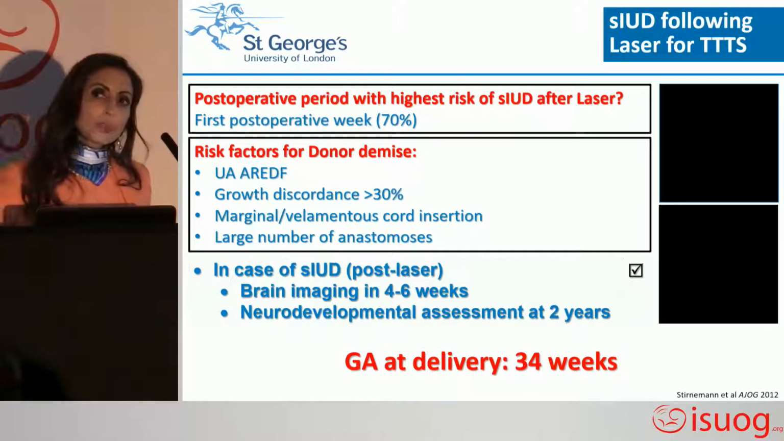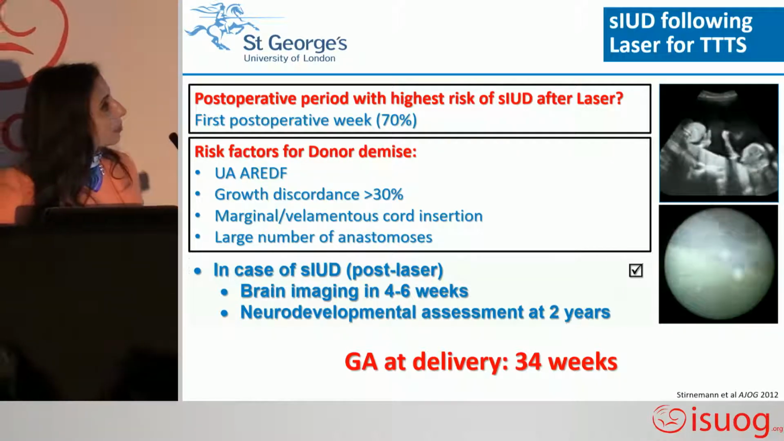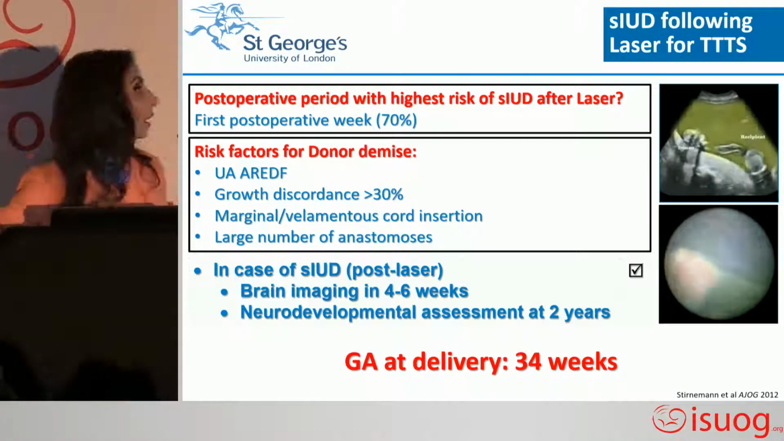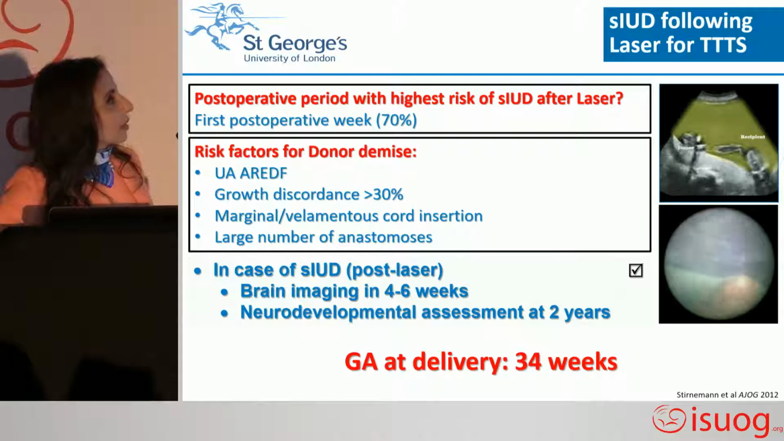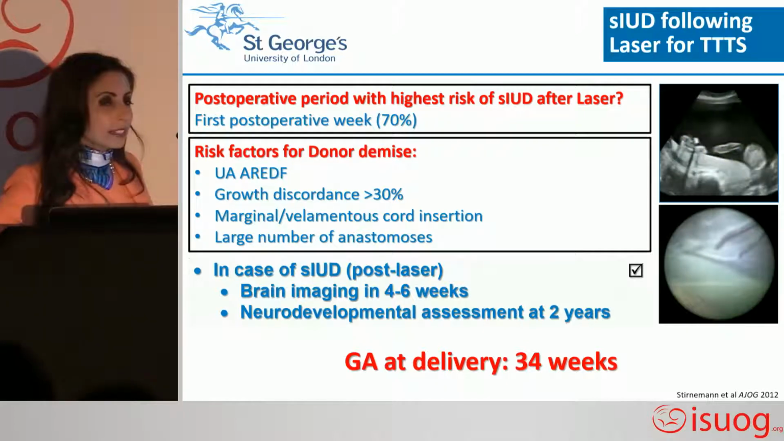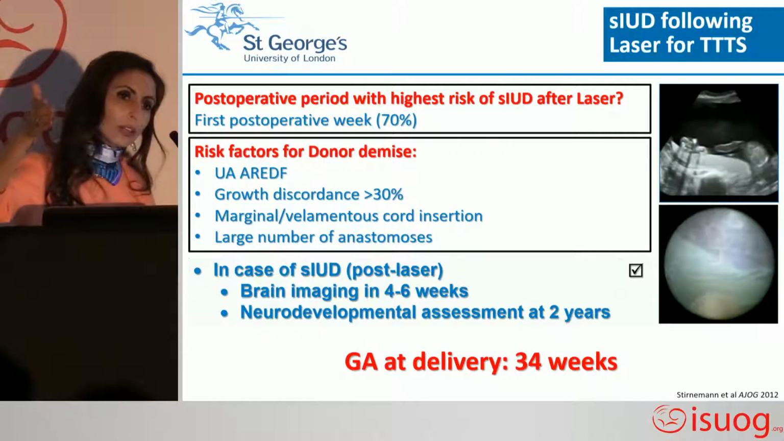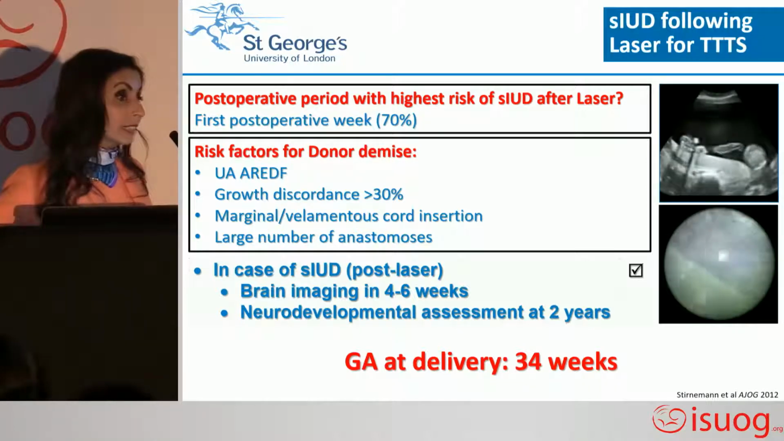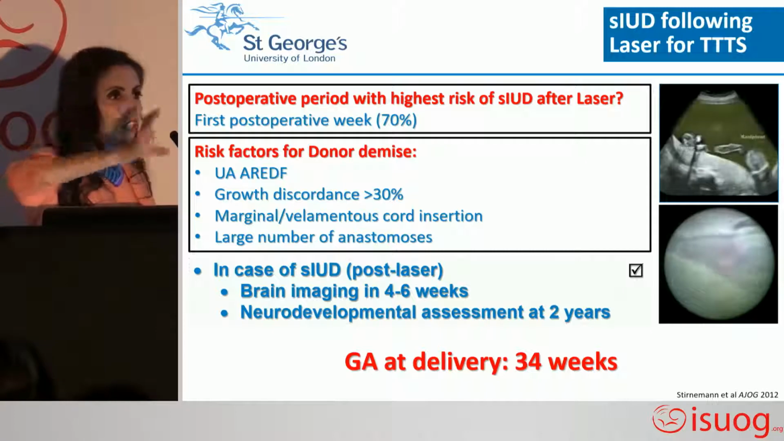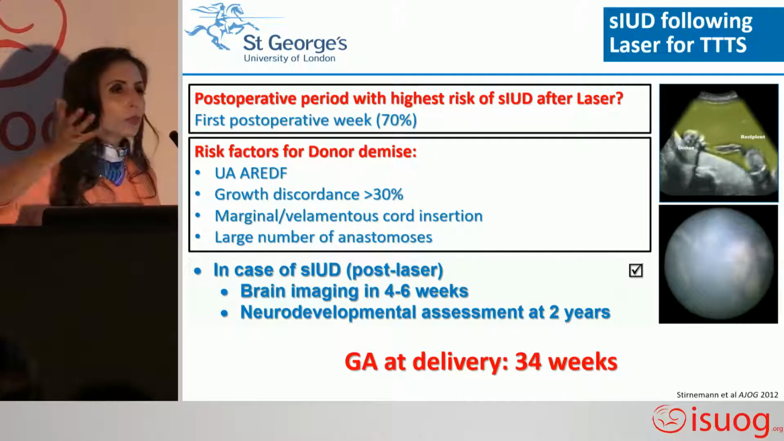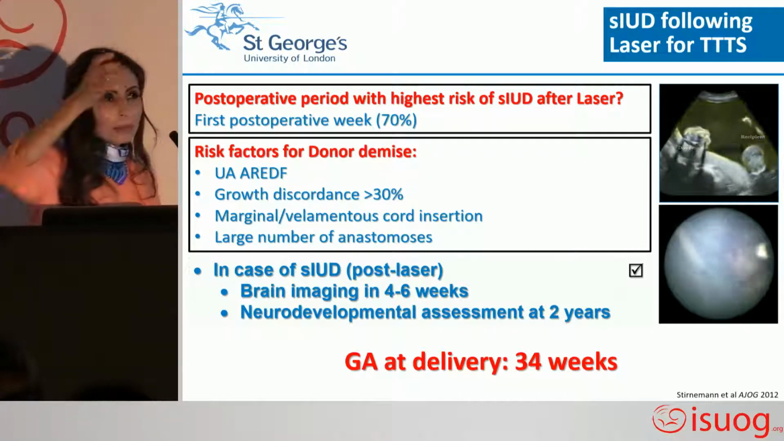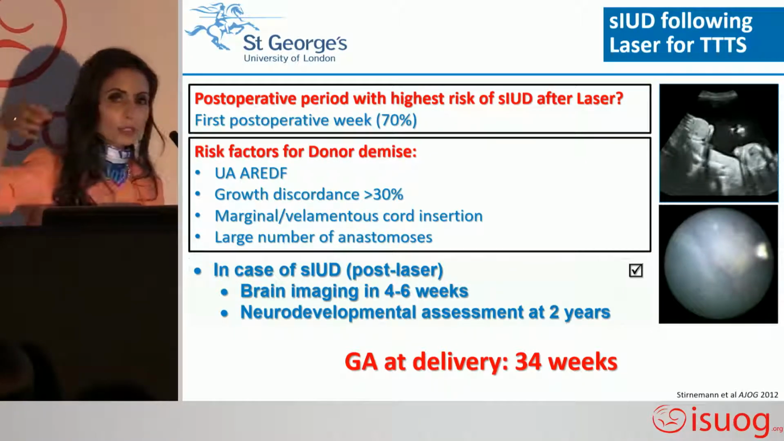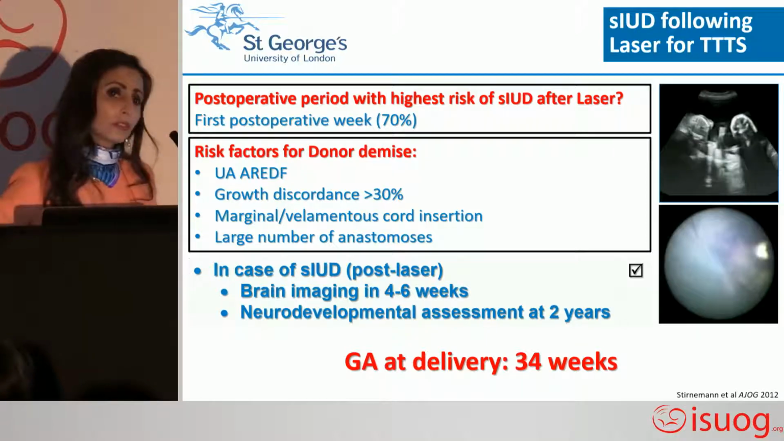The highest risk period of demise after the laser is the first week. 70% of the cases occur in the first week after the laser. And the risk factor for the donor demise, so after the laser, I think the donor has a higher risk of demise than the recipient, certainly particularly in cases where they have selective fetal growth restriction with TTTS. Because the smaller baby was to some extent dependent on the anastomosis, and now you stop this anastomosis, and therefore the donor has a higher risk of demise.